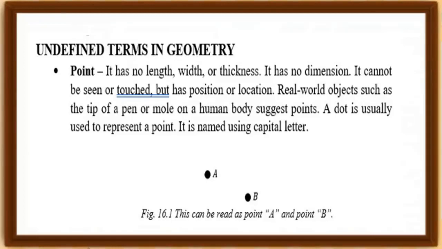Real-world objects such as the tip of a pen or a mole on the human body suggest a point. A dot is usually used to represent a point. It is named using a capital letter, so we have point A and point D.